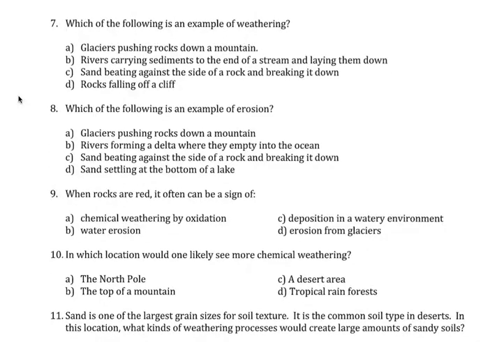Number 7, which of the following is an example of weathering? A, glaciers pushing rocks down a mountain. B, rivers carrying sediments to the end of a stream and laying them down. C, sand beating against the side of a rock and breaking it down. D, rocks falling off a cliff.